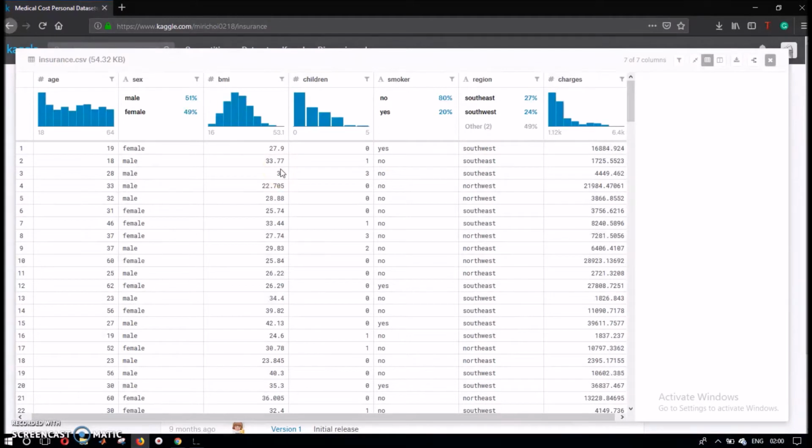Our dataset has 7 attributes, out of which 4 are numerical data types and 3 are categorical data types. Now let's look into detail in each of them.